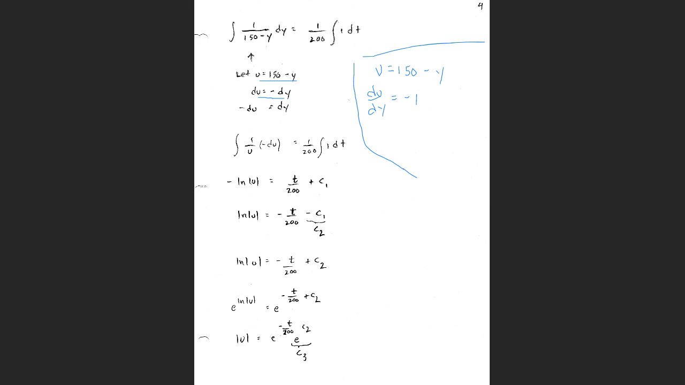Right? So that means then that du is negative dy, or negative du equals dy. That's how we get here. And so now the integral on the left becomes an integral with respect to u. And the integral on the right, I factor out 1 over 200. The antiderivative of 1 over u is the log of the absolute value of u. You have to remember the absolute value.